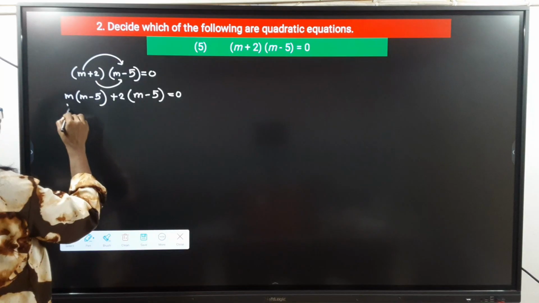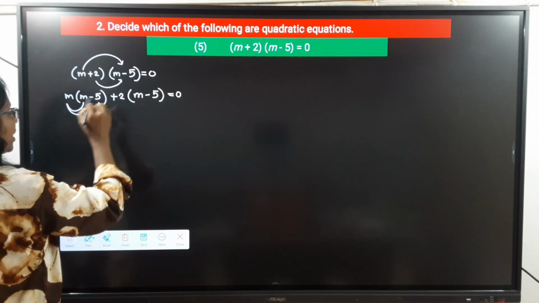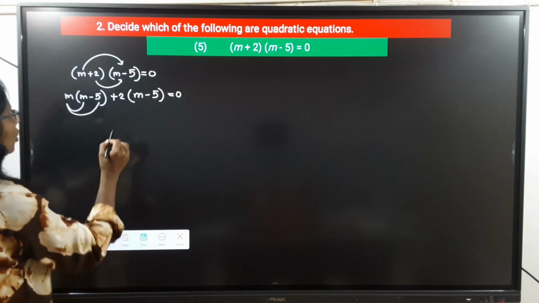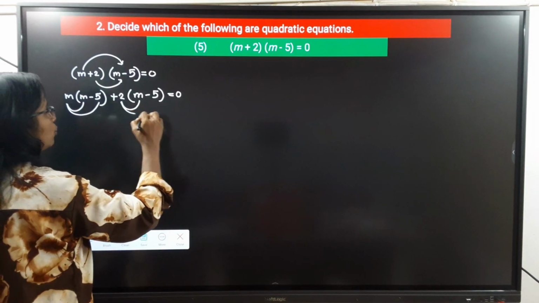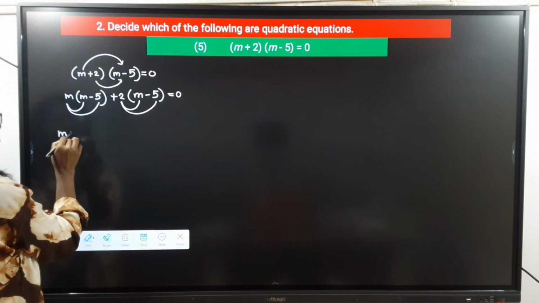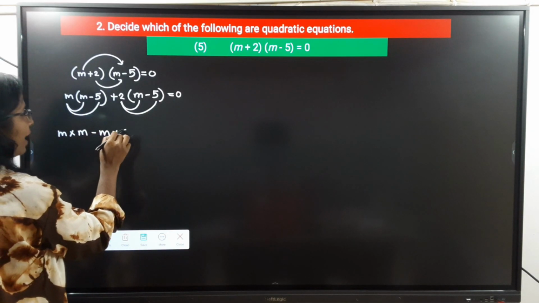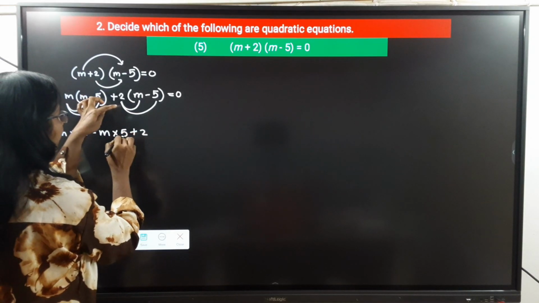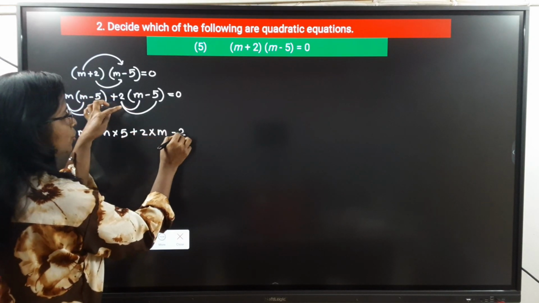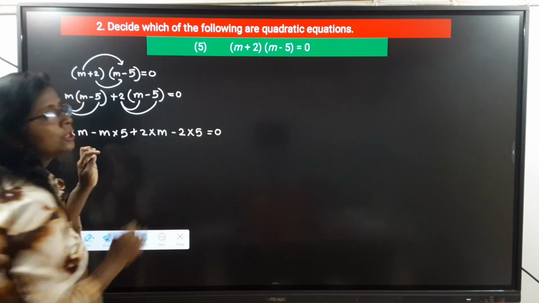Then n multiplies each and every term in the bracket, and also the 2 multiplies n and the 2 multiplies 5. So it becomes n multiply n minus n multiply 5 plus 2 multiply n minus 2 multiply 5 is equal to 0.